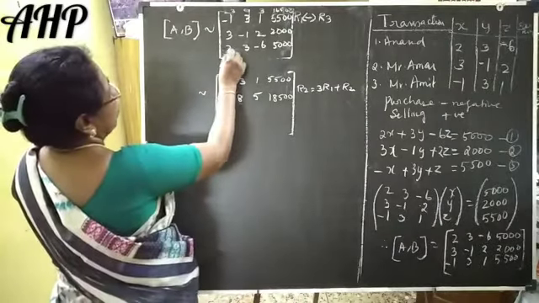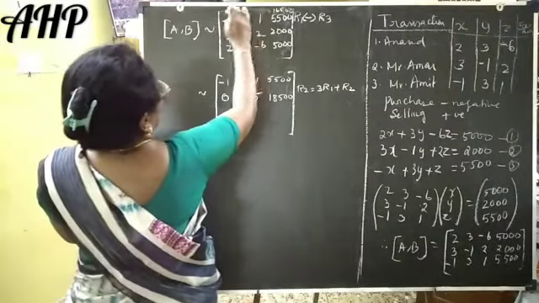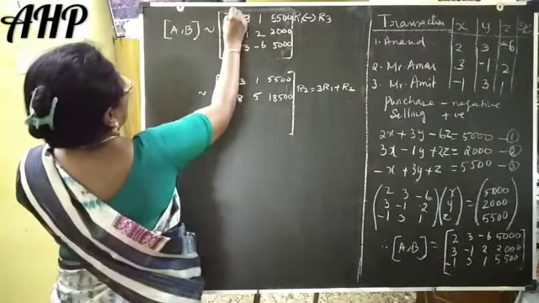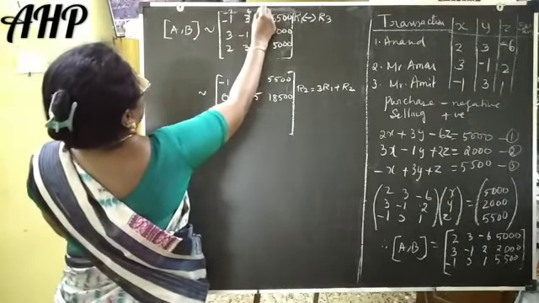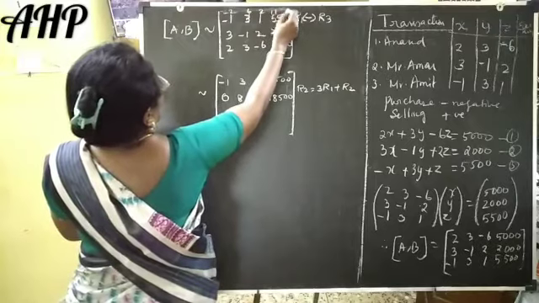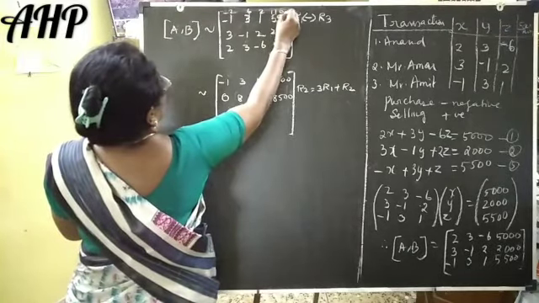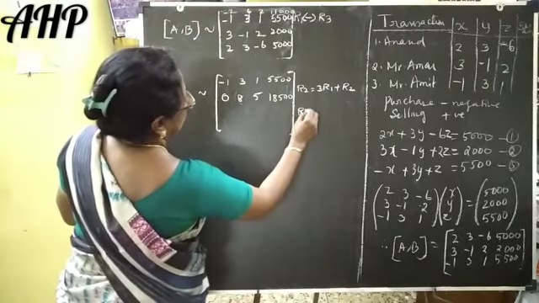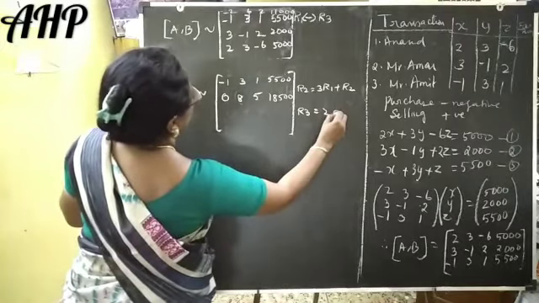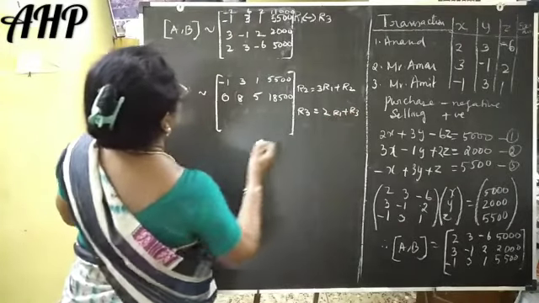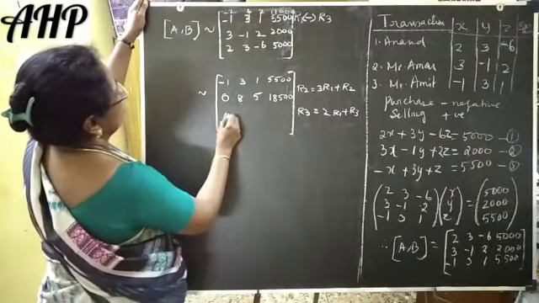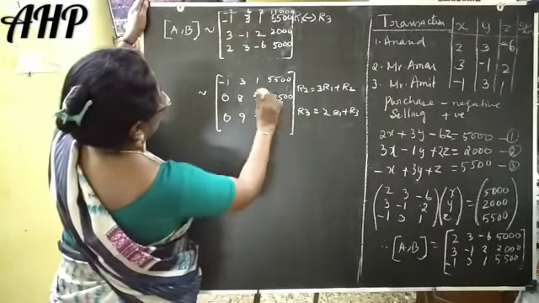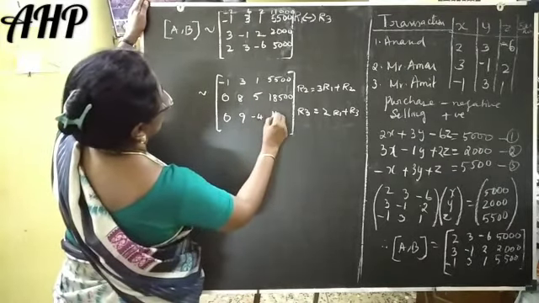Next our aim is to make this place 0. So you multiply the first row by 2, which gives you -2, 6, 2, 11,000. Now adding these two, R3 is equal to 2R1 plus R3. So minus and plus get cancelled, 9 minus 4 gives 5, and this is 16,000.